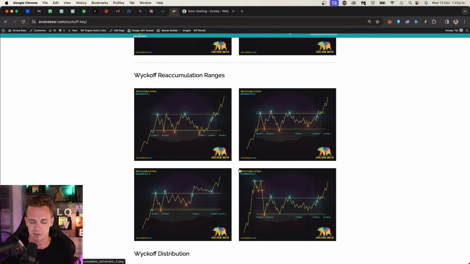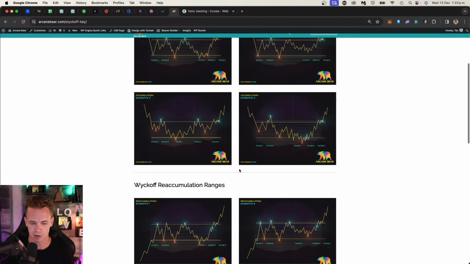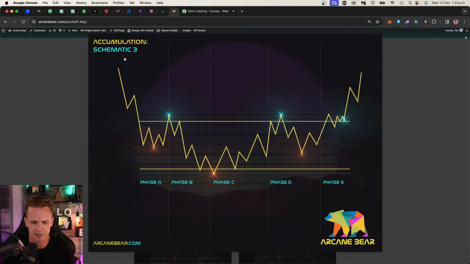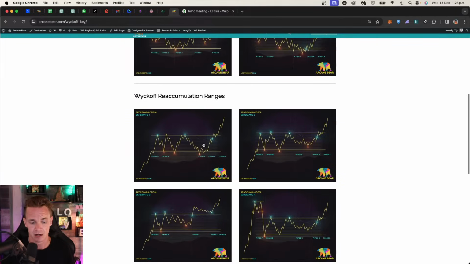So each of these reaccumulation schematics is significantly shorter. Just to highlight for everyone going through this study process, here's schematic number 3, an inverse head and shoulders throughout the trading range, usually taking at least 300 to 900 days. If it's shorter than that, it's not an accumulation range. Wyckoff reaccumulation ranges are usually somewhere between 10 and 50 days, about 10 times less than the accumulation range.